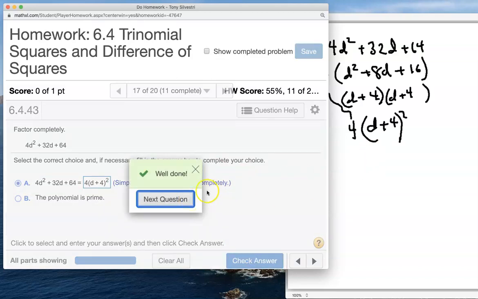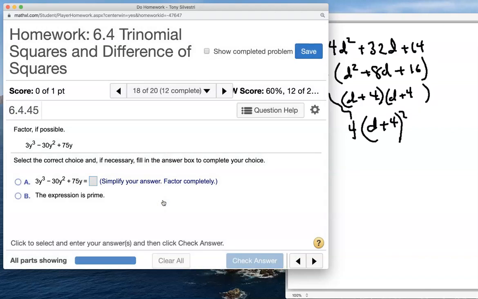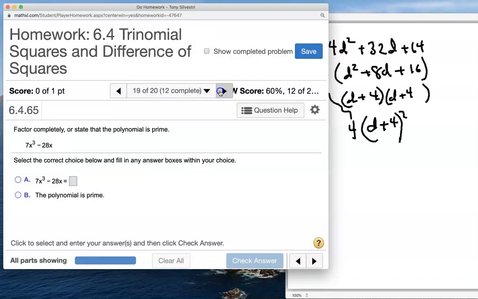See? Don't forget all the techniques. This section is no different from any other section. It's just that we have some certain patterns that might help you in giving you the factored answer. We'll look at that. Let's take a look at this.